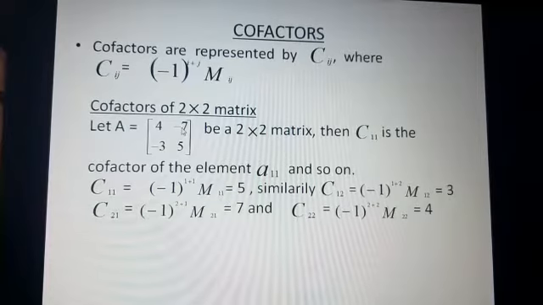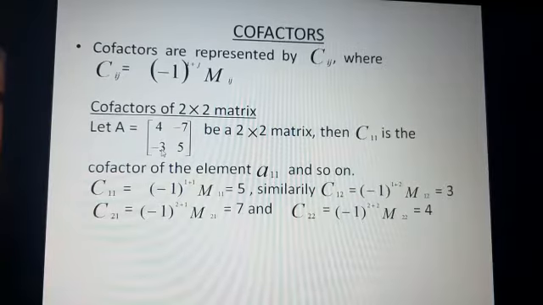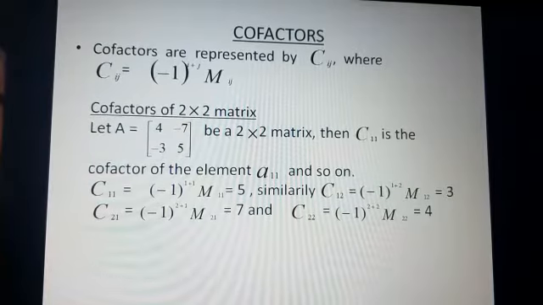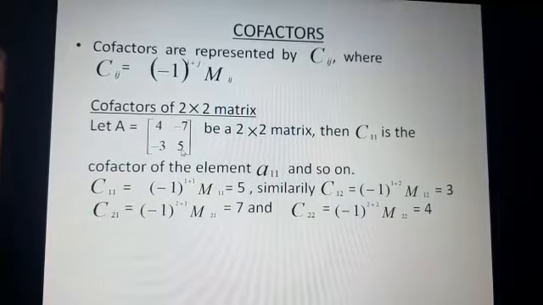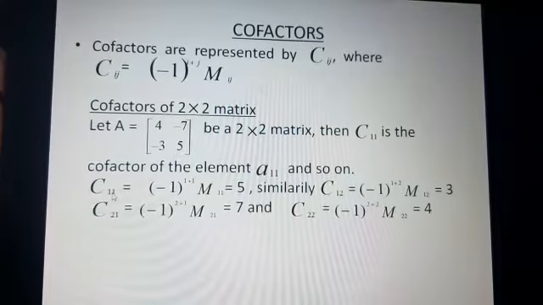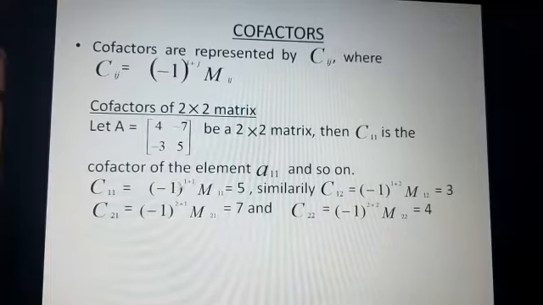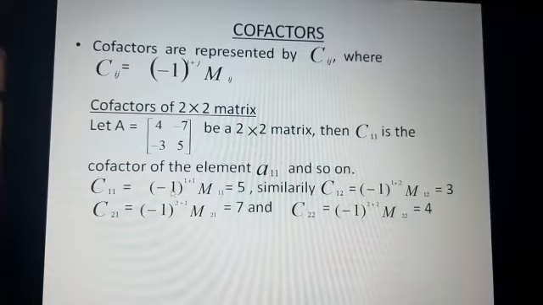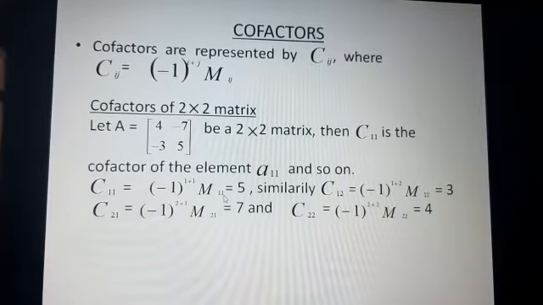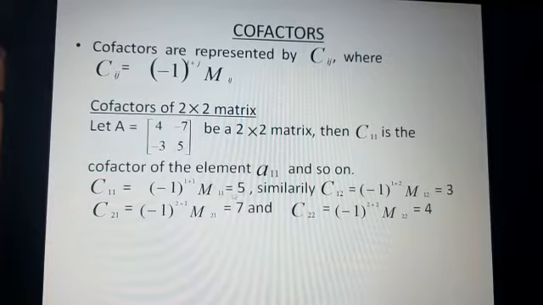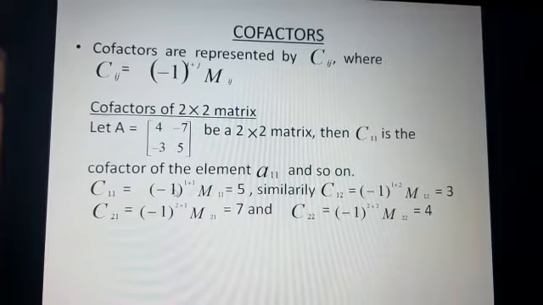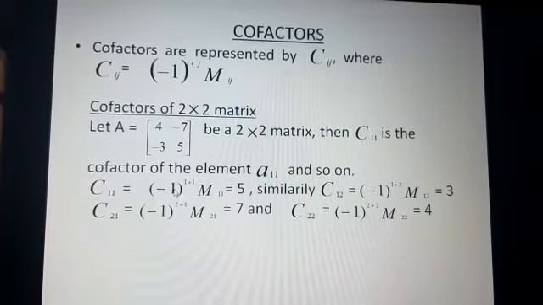C12 will be the cofactor of A12, C21 will be the cofactor of A21, and C22 will be the cofactor of A22. So if I want to find C11, I will use minus 1 to the power i plus j, here it is 1 plus 1. So it is minus 1 to the power 1 plus 1, then M11, which is leaving the first row and first column. This is 5, so it will give you the value 5. The only thing is the sign will be different from the minor.